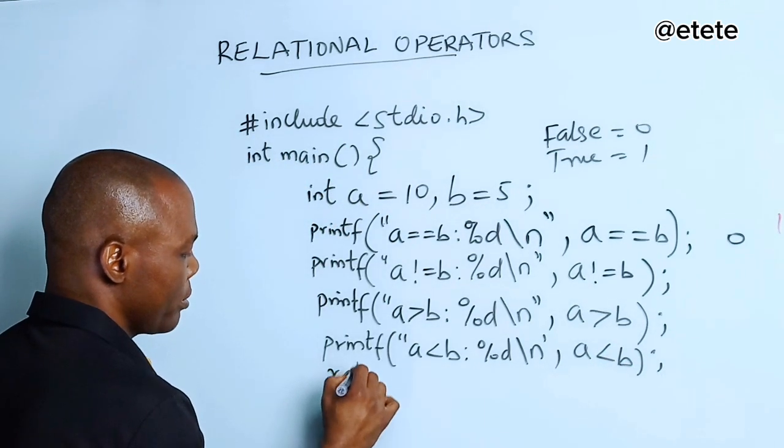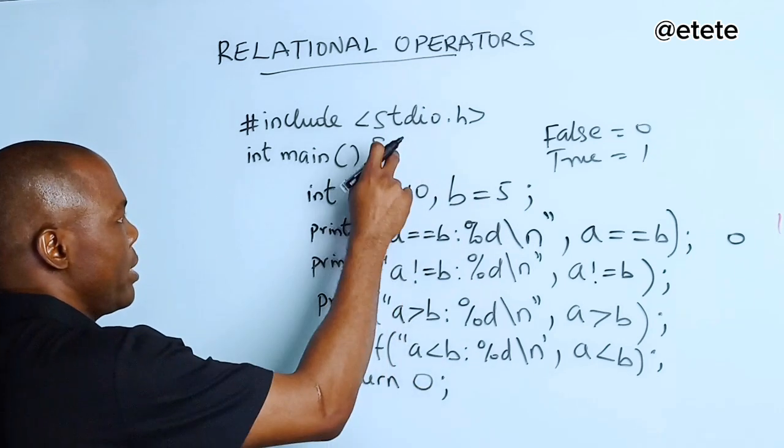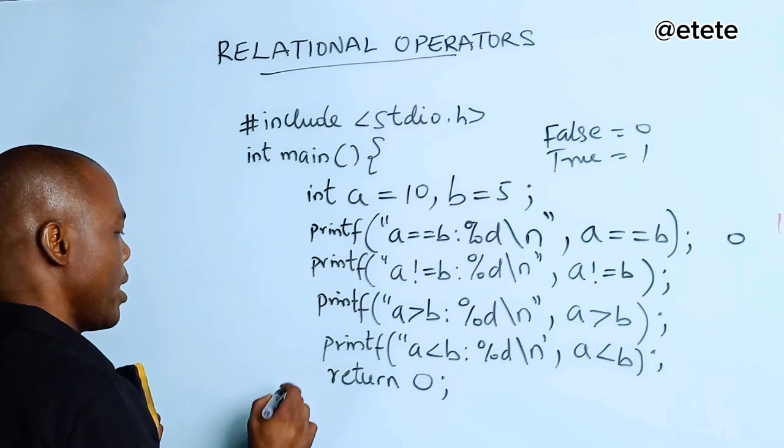I'll say return 0. I'll close the statement. Then this, my curly bracket, I'll close it here.